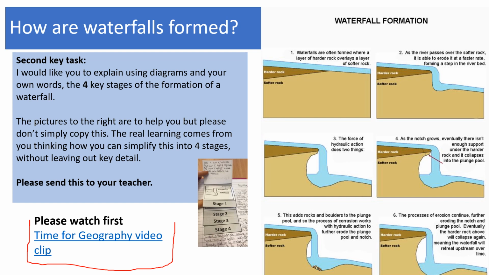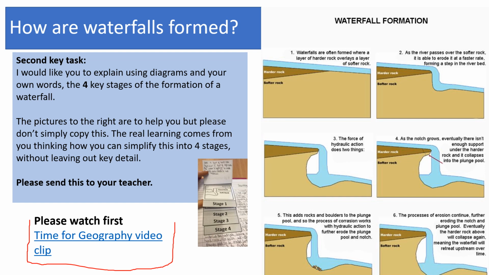As this softer rock is eroded underneath the hard rock, it creates a notch, an overhang, where the hard rock is hanging over the waterfall. Now this is going to get undermined more and more as the softer rock underneath is eroded away, and so eventually that notch will fall into the river.